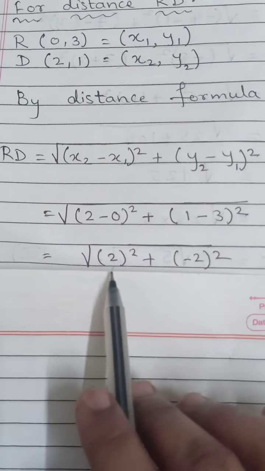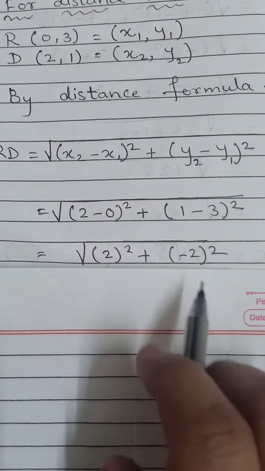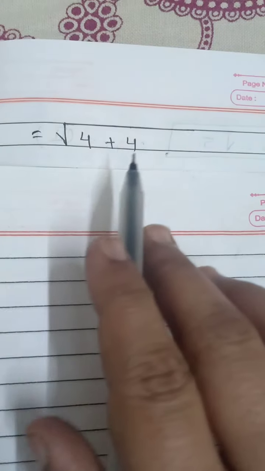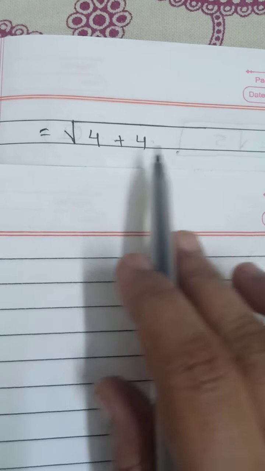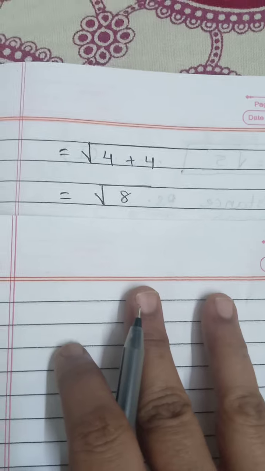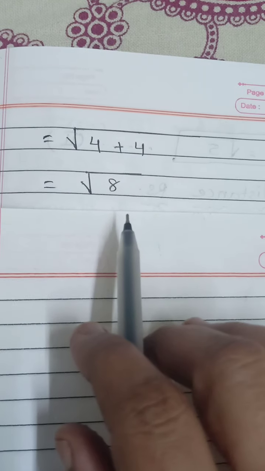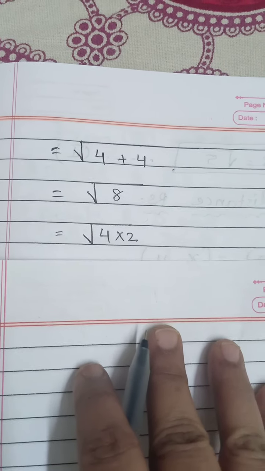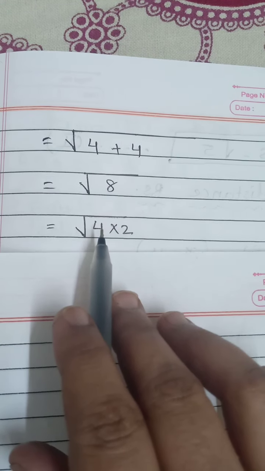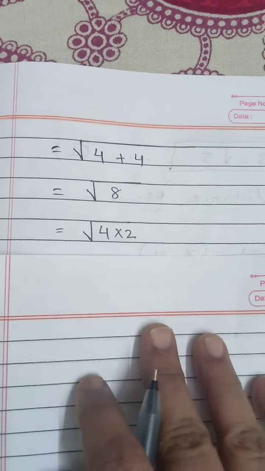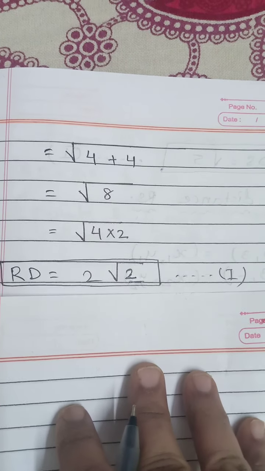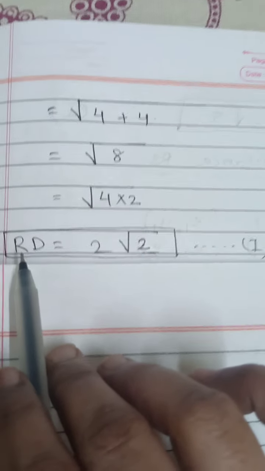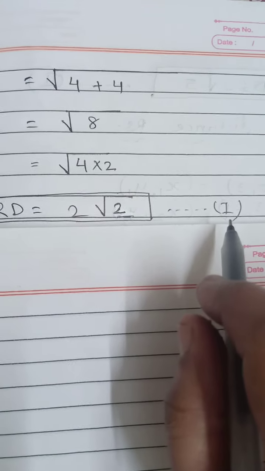Again the same way, the square of 2 is 4 and the square of minus 2 is also 4. So we will take here root of 4 plus 4. Now 4 plus 4 will be 8. Now this 8 is not a perfect square of any number, so we will factorize it. This 8 we can write as 4 times 2. Then the root of 4 will be 2 and the root of 2 will be as it is. So 2 we will take outside. So 2 root 2 is the first distance RD we have got, and we have given it equation number 1.